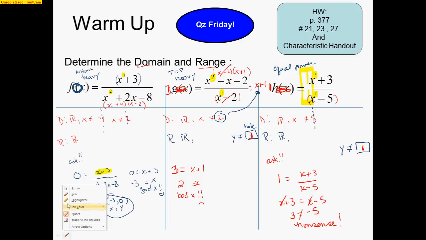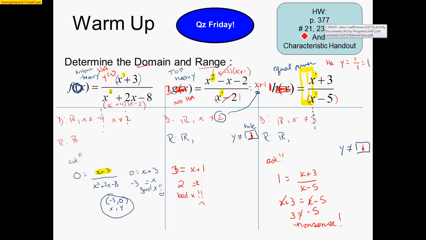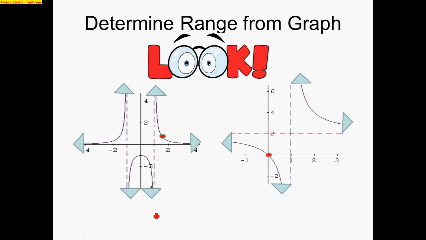Right? So, and the function did hit 0. Bottom heavy, HA at y equals 0. Top heavy, no HA. Equal power, HA at y equals 1 over 1, which equals 1. Good? So again, remember homework here, 3 problems. This we're going to do at the end. Alright, ready? Let's move on.